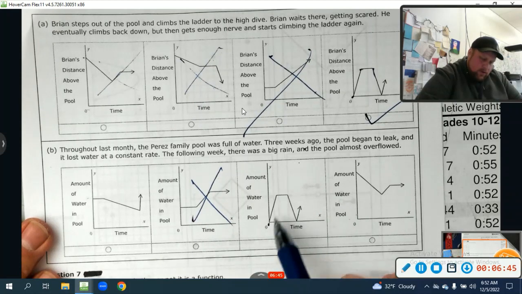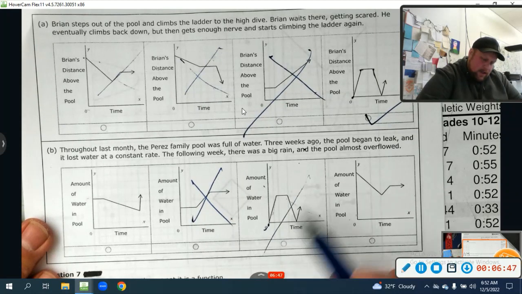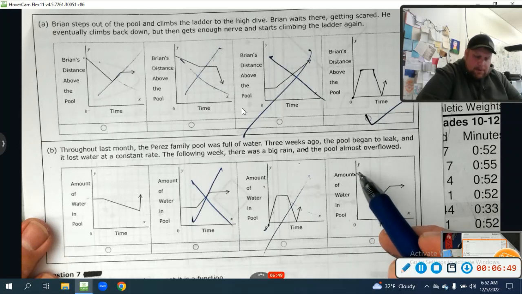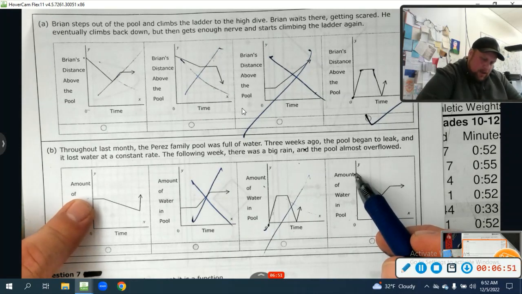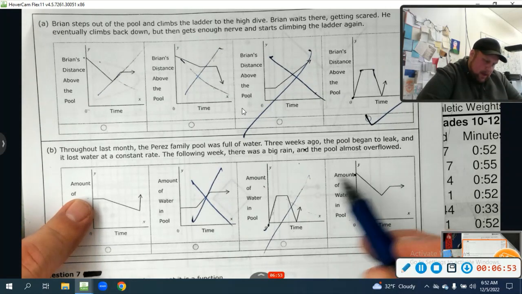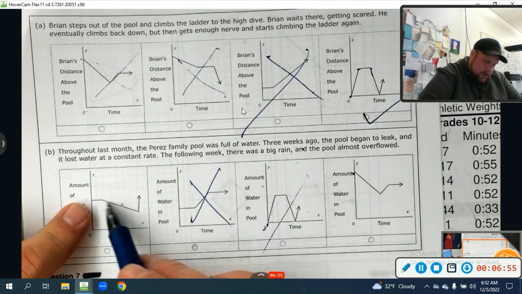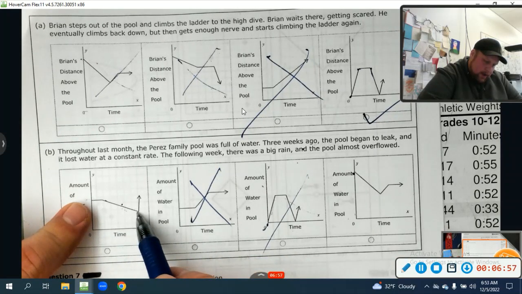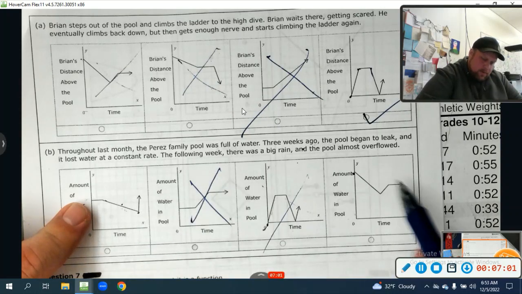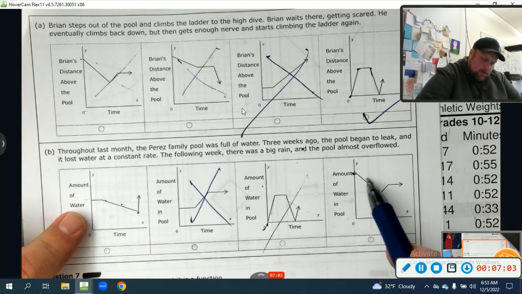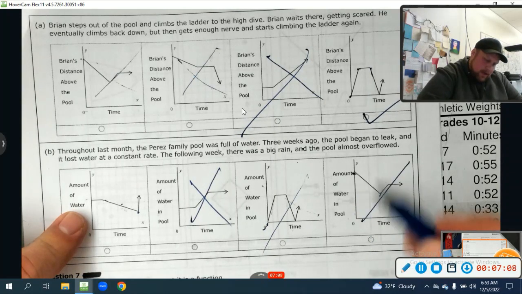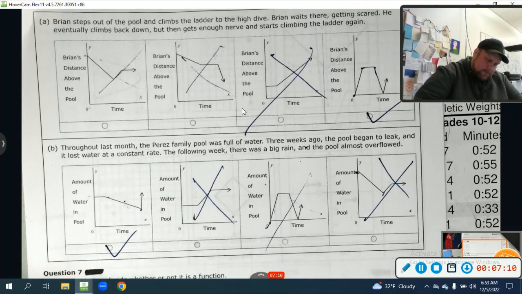It was full, it wasn't getting full, so that's not it. Okay, maybe we're saying it started out full here, we'll see. It was full and began to leak, lost its water at a constant rate. Following week there was a big rain and the pool almost overflowed, shoots up. This one, amount of water was full, leaked, there was a big rain, but it never gets to where it was full, so that one can't be it. This has to be it, where it shoots up.